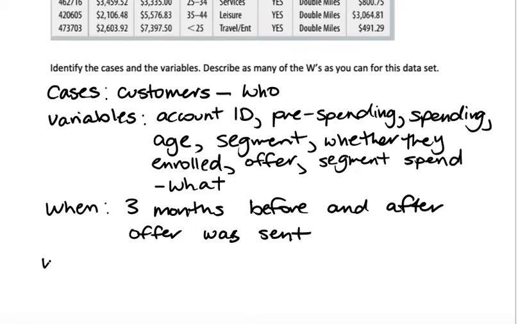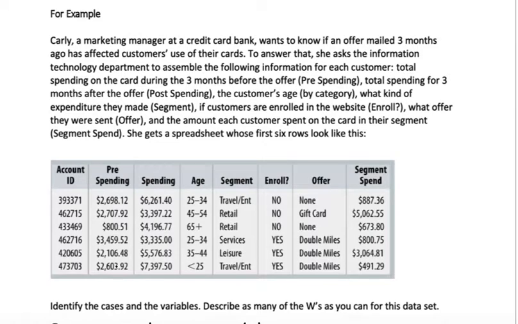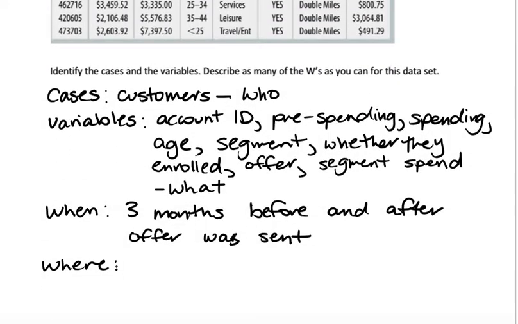Now for where, in this problem, it doesn't say anything specific about location. It's a credit card. It could be anywhere in the country. It could be in a different country. I don't have any information about where the customers actually live. So I'll just say that this is not given.